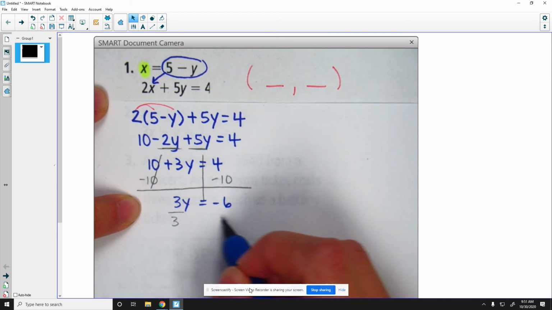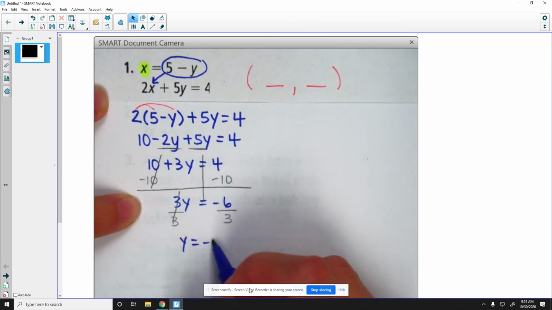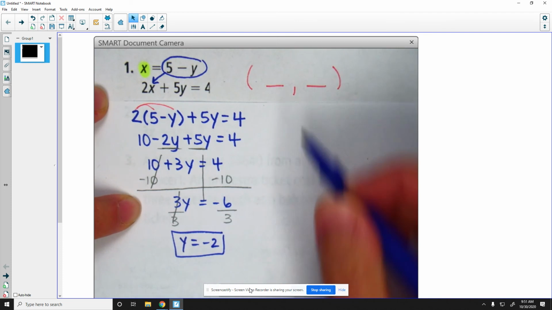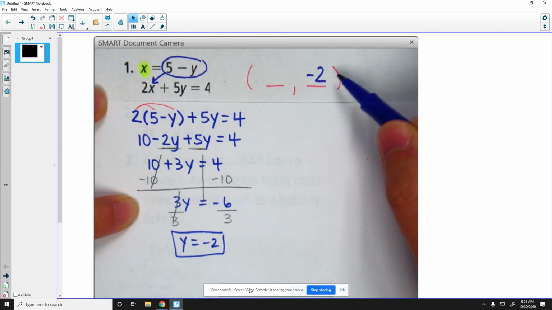Then I have to divide both sides by 3. And I get y equals negative 2. So that's my first answer. Y equals negative 2. So I'm going to go back to my answer, and the first part of my answer is negative 2.